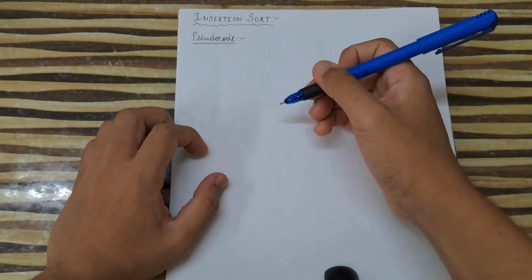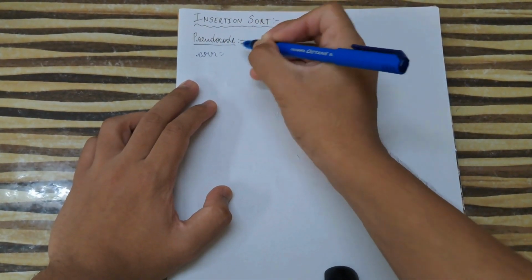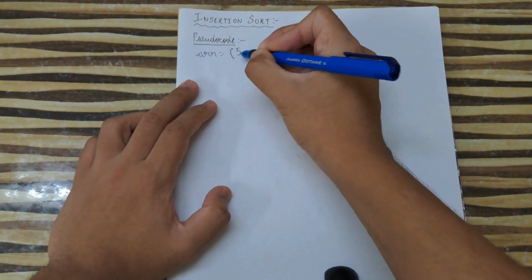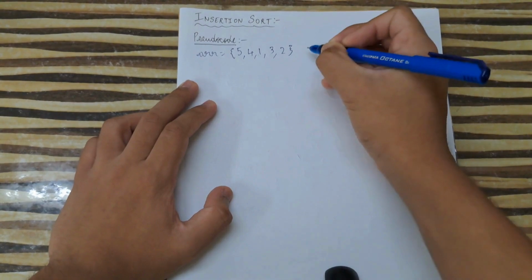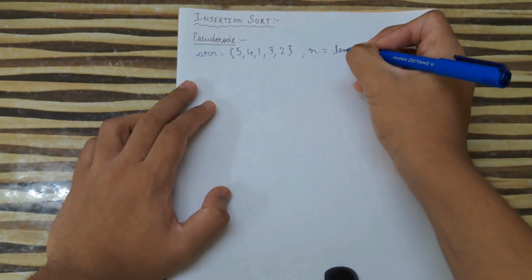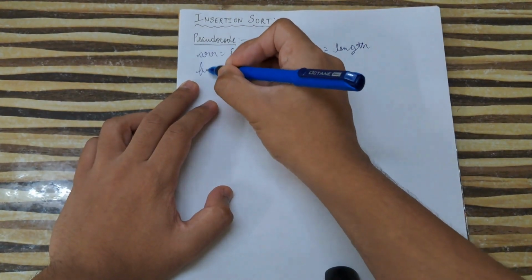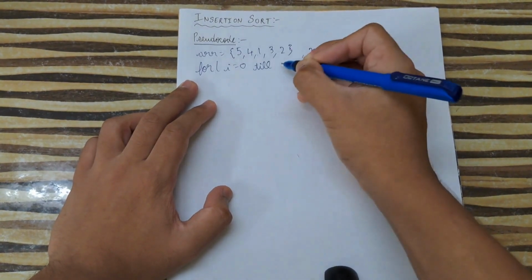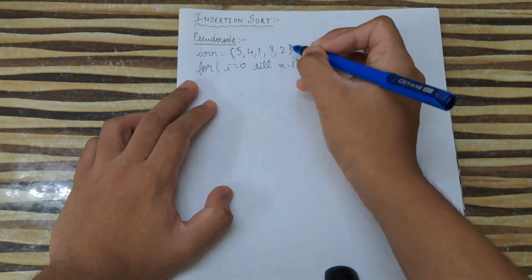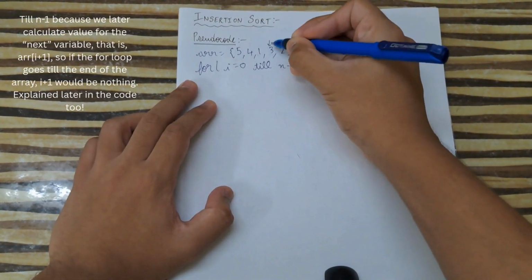For the pseudocode of this sorting algorithm, we will first initialize the array as 5, 4, 1, 3, 2, and n is the length of the array. Now we will start a for loop that will go from i equals 0 till n minus 1 and not to the complete array. I'll tell you in a few seconds why, till only this point.